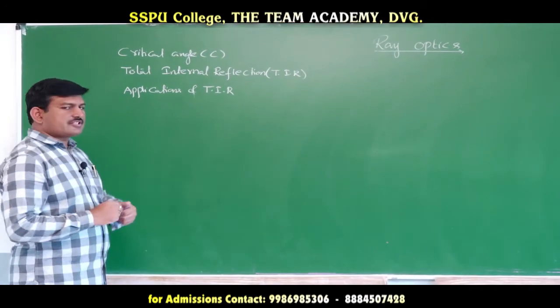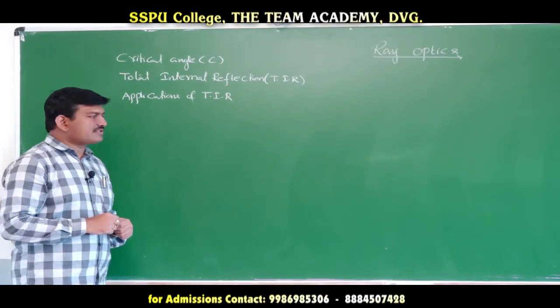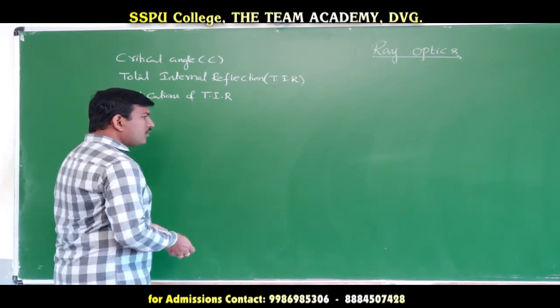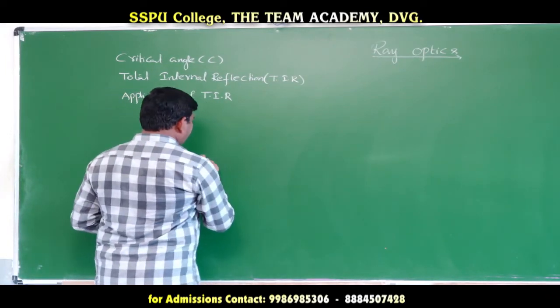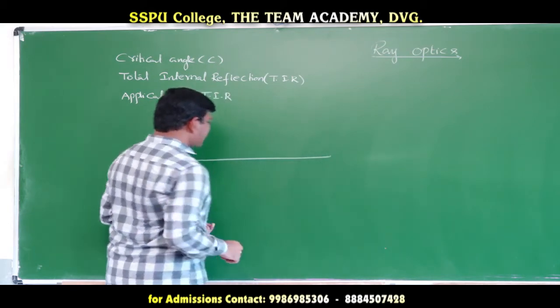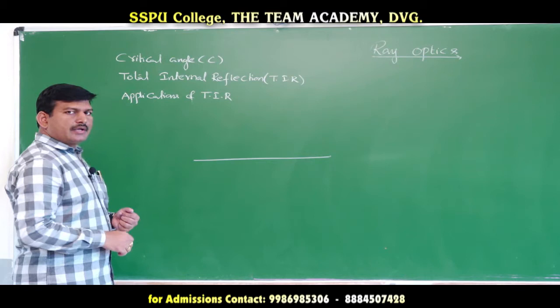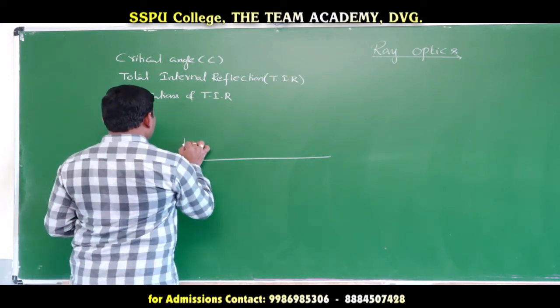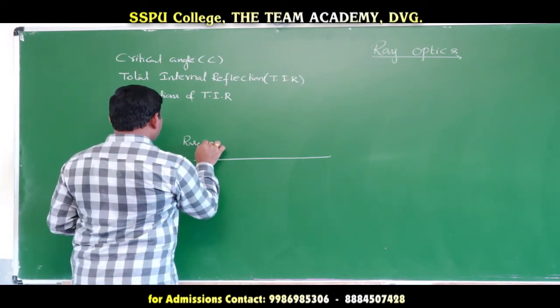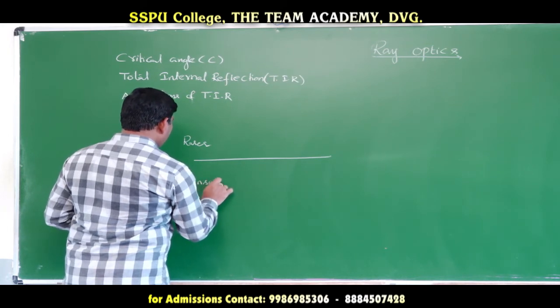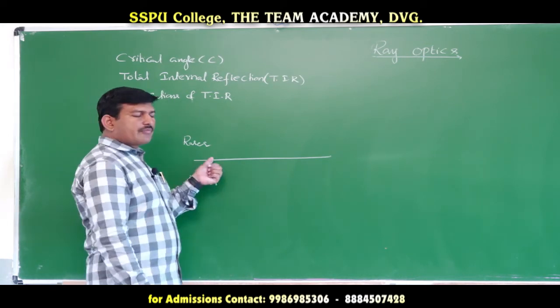Now coming to the first one, that is critical angle, which is one of the important ones that we have to study here. Now let us consider there is an interface here which is separating two optical media. Now this is a rarer medium and this is a denser medium. How many media have I chosen? Two media, and this is an interface of two media.